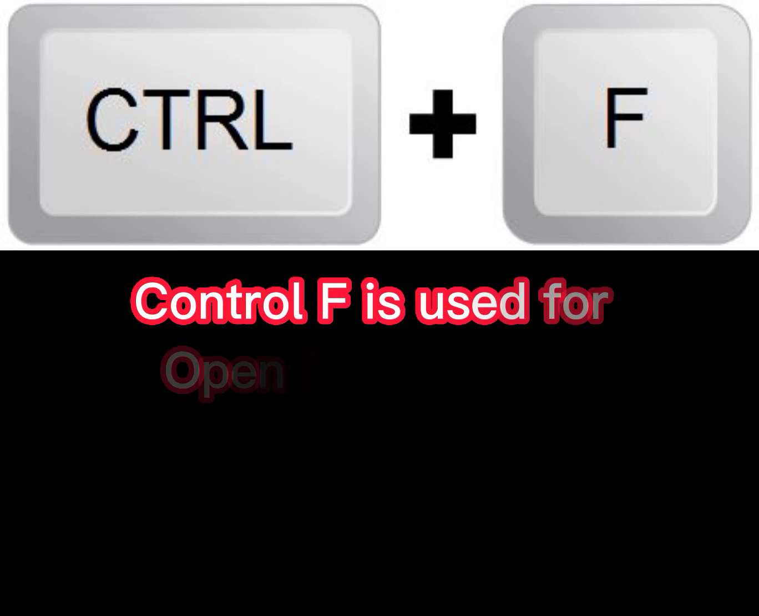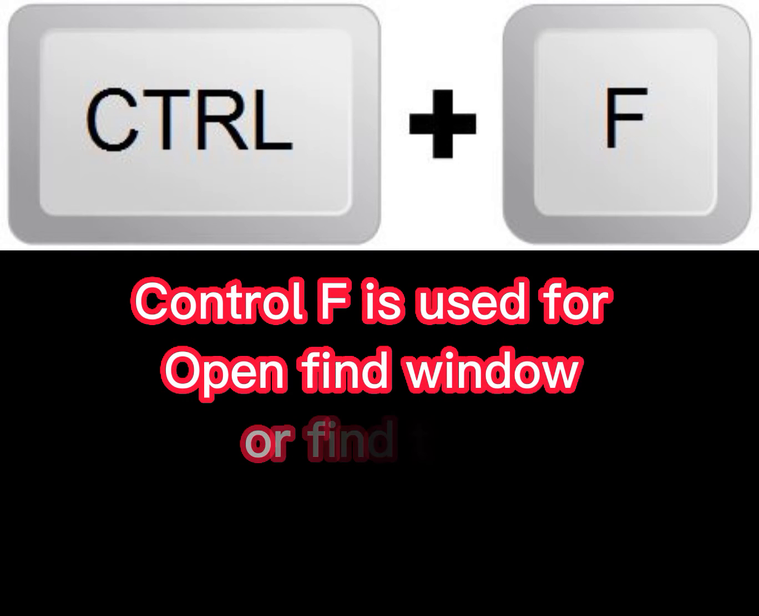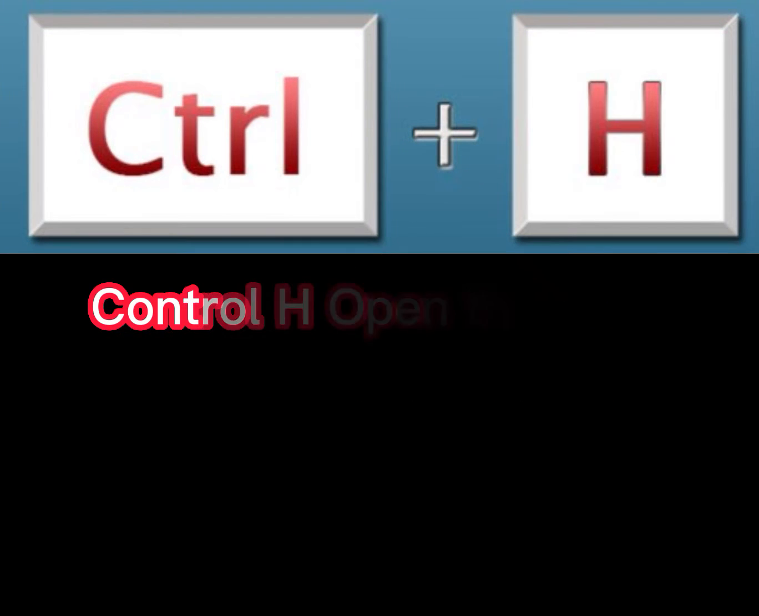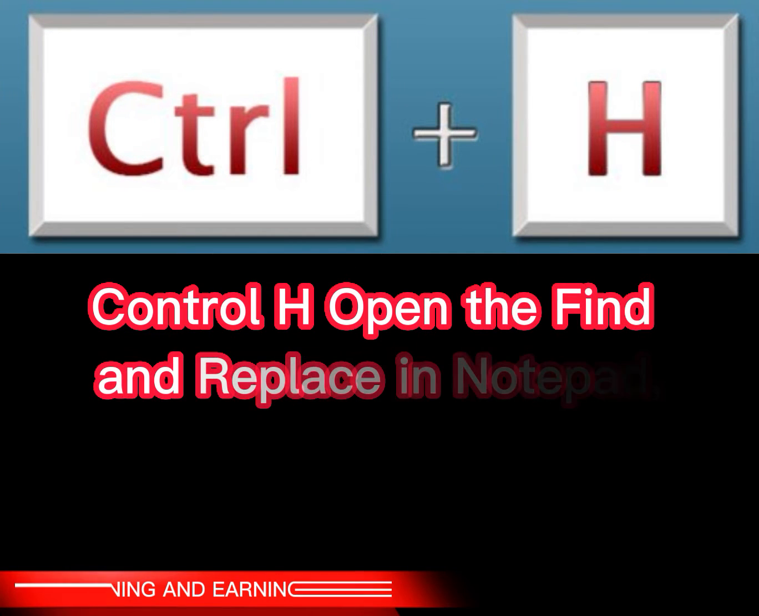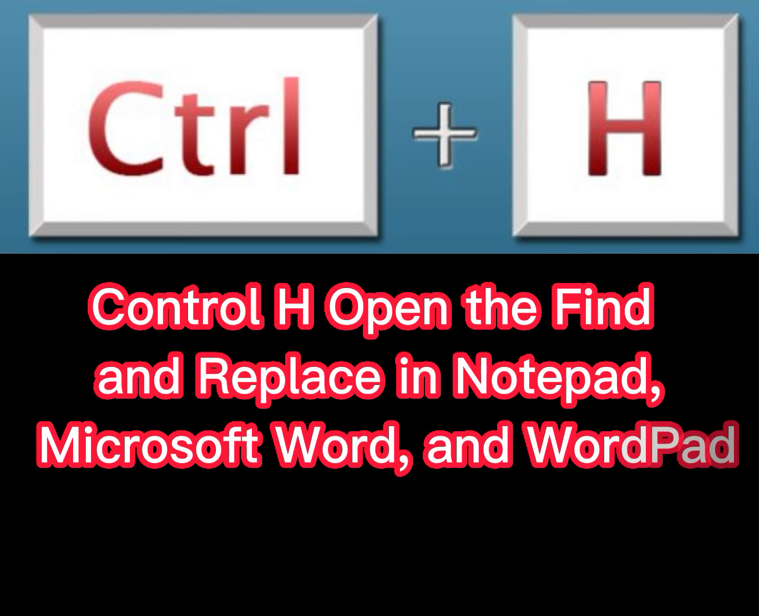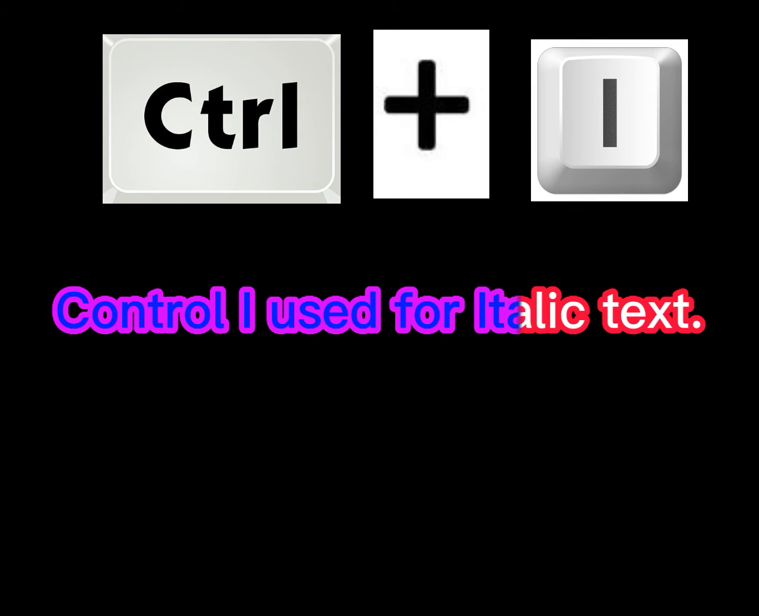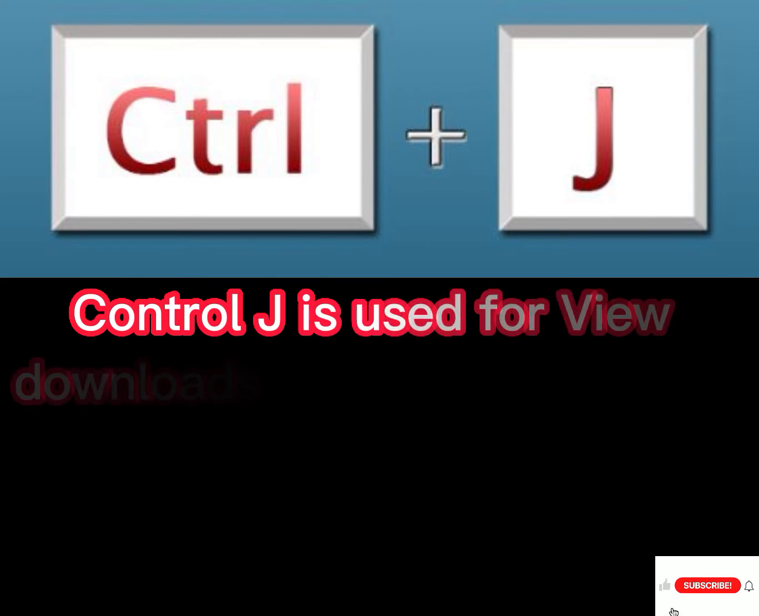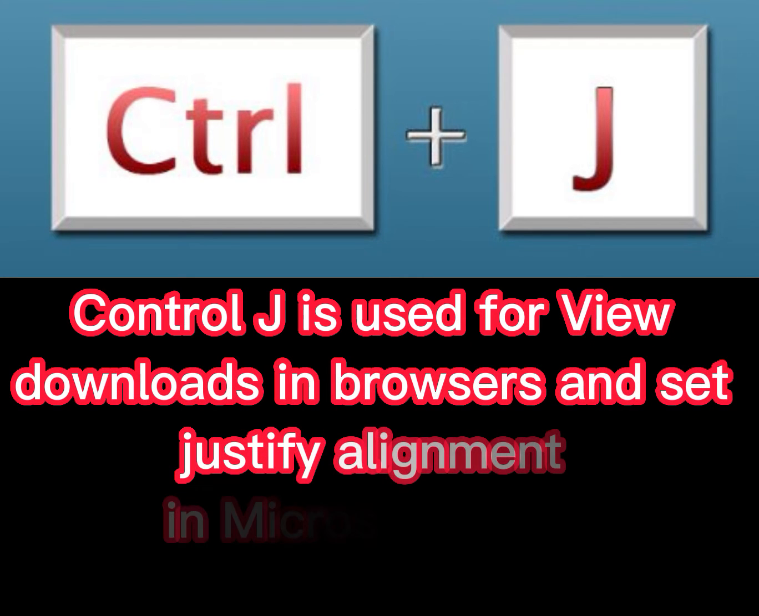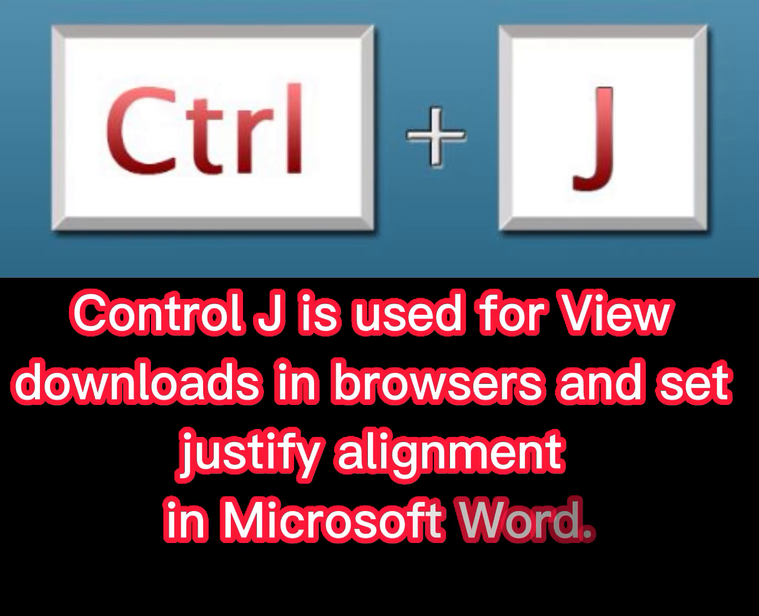Control F is used to open the find window or find text. Control G is used for find in a browser and word processors. Control H opens find and replace in Notepad, Microsoft Word, and WordPad. Control I is used for italic text. Control J is used to view downloads in browsers and set justify alignment in Microsoft Word.